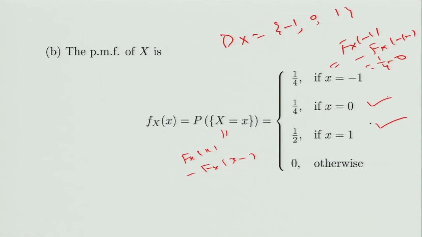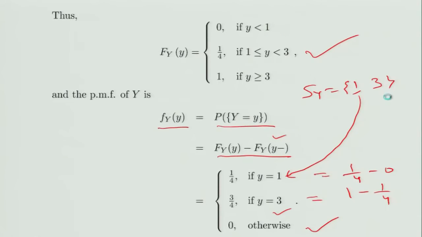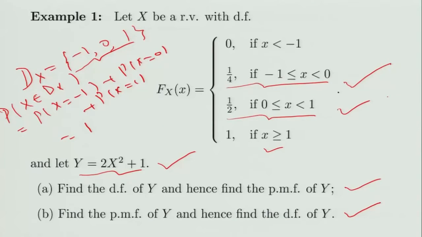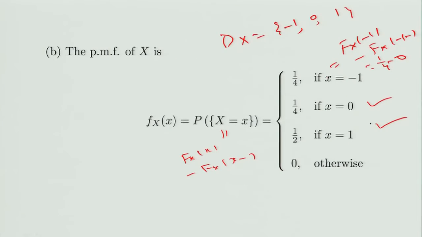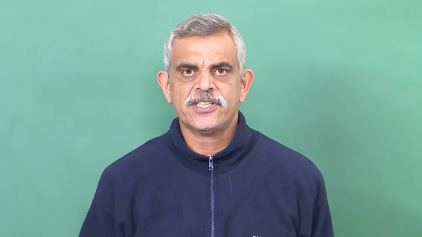Similarly, x equal to 0, F_X(0) minus F_X(0 minus). I go back, I look at F_X(0) is half, F_X(0 minus) is 1 by 4, so it becomes half minus 1 by 4, which is 1 by 4. Now similarly, you can find x equal to 1, which is F_X(1) minus F_X(1 minus), and this will turn out to be half. And this will be 0 otherwise. So I have the probability mass function of X. Now using this probability mass function of X, I'll try to find out the probability mass function of Y.